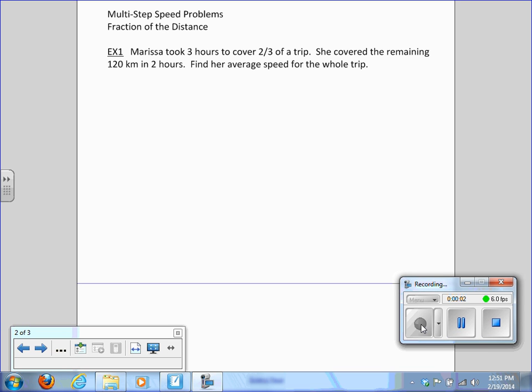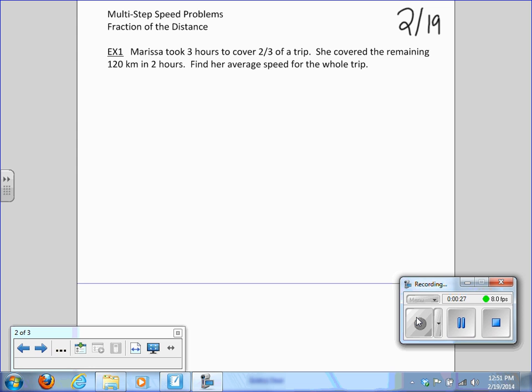Right, kids, our topic today is multi-step speed problems with a fraction of the distance. We're just going to go over example 1 on the video anyway. And today's date is 2/19. So we have multi-step speed problems where part of the distance is a fraction.